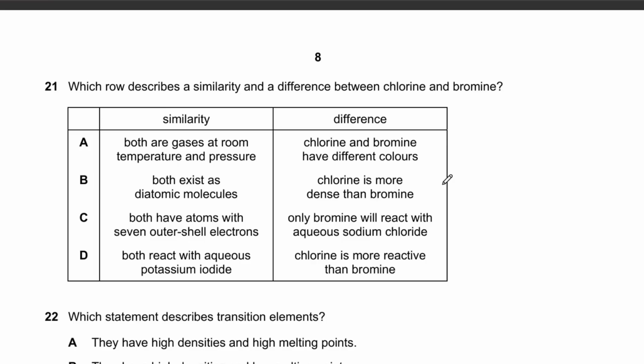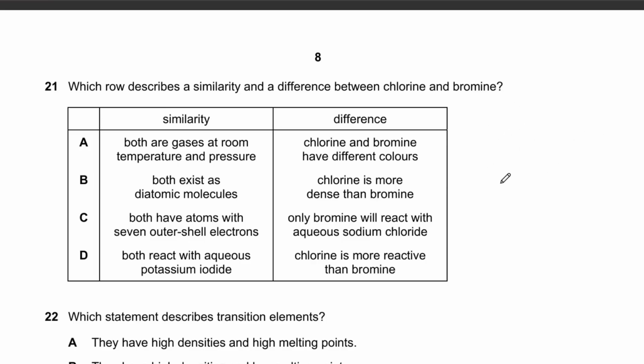Let's continue. Question 21. Which row describes a similarity and a difference between chlorine and bromine? Chlorine and bromine are group 7 members, halogens. So, their similarity: both react with aqueous potassium iodide. Why? Because you know that in group 7, displacement reaction takes place.